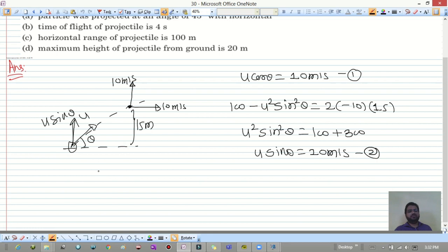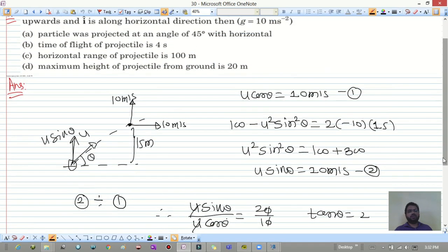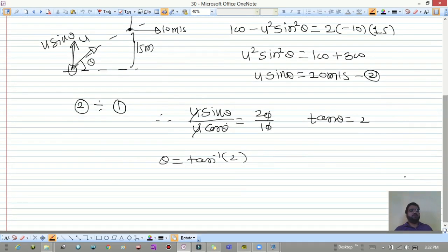How? Just divide 2 by 1. Therefore, you will get u sine theta divided by u cos theta must be equal to 20 divided by 10. So this 0 and this u get cancelled. Tan theta is equal to 2, which indicates theta is equal to tan inverse 2. So that means the angle of projection is not 45 degrees. This is wrong.